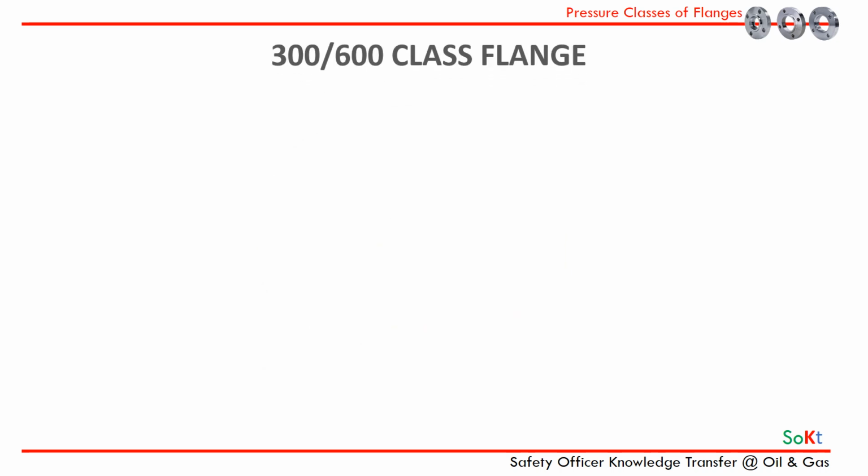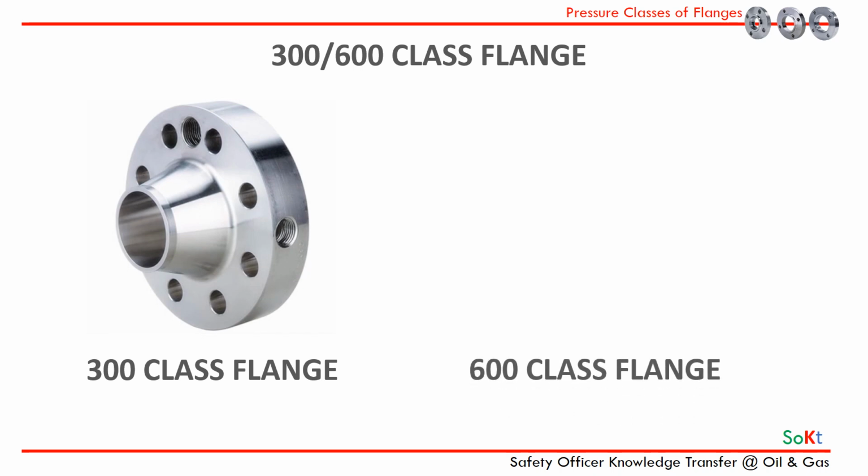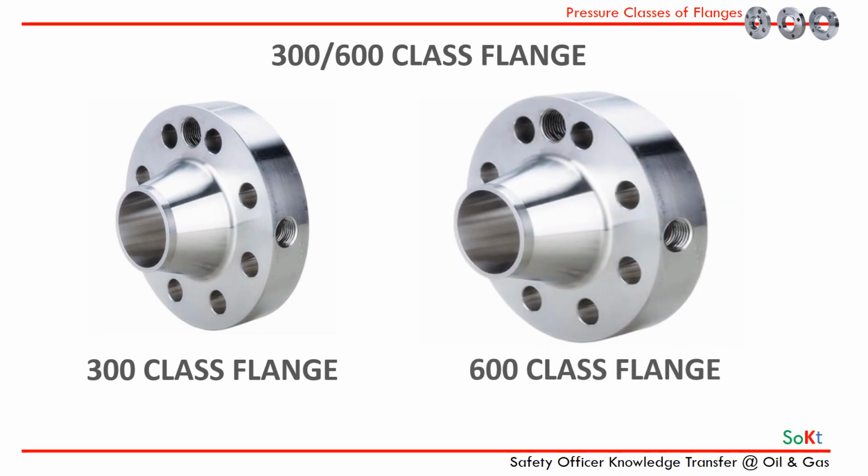Next is class 300 and 600 flanges. But before that I skipped class 400 flange because it is rarely used in industry, so I skipped that one. So class 300 and class 600. So let's take a closer look. As the rating increases, the flange body thickness also increases. These flanges are designed to handle higher pressure and temperature, such as oil and gas and petrochemical process lines.